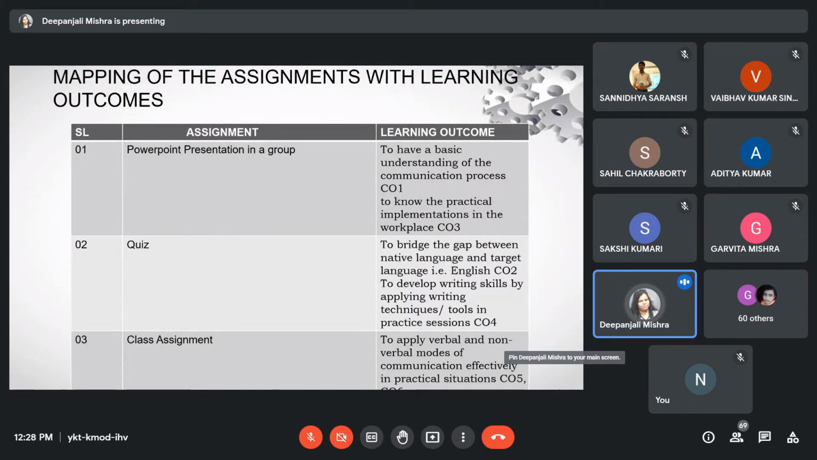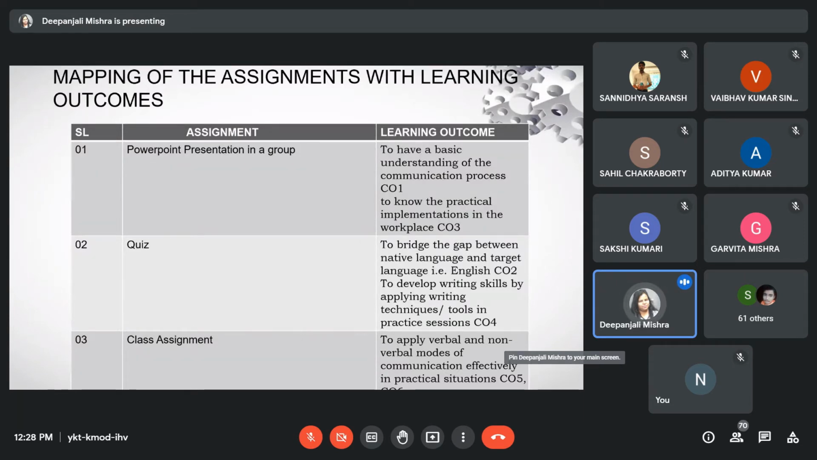So immediately after I complete the first module, that is communication, I'll take this one, this class assignment. Then we will have the presentation. The class assignment I'll complete. And after that, we will have the PowerPoint presentation.